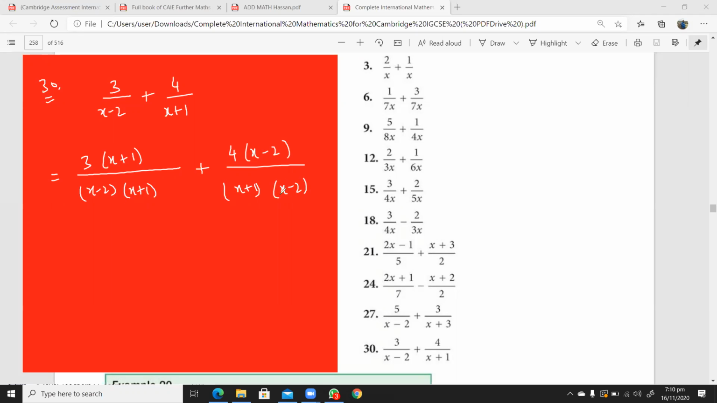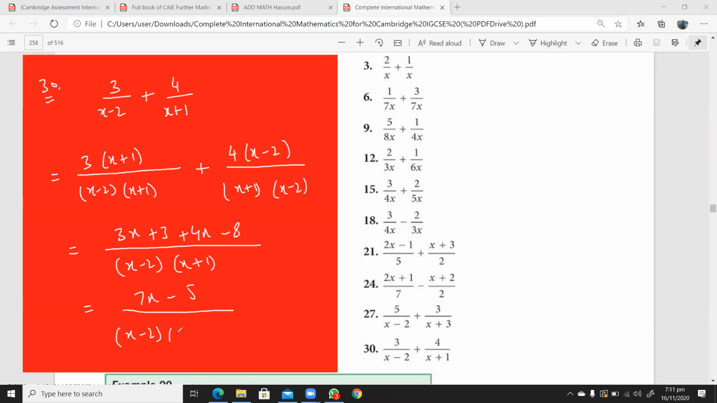You see, now both the fractions have the same denominators. So we can keep this here as x minus 2 into x plus 1. I can simplify this as 3x plus 3 plus 4x minus 8. So this is 7x minus 5. Never ever expand the denominator. You should keep it factorized. So just note it down. Never ever expand the denominator.